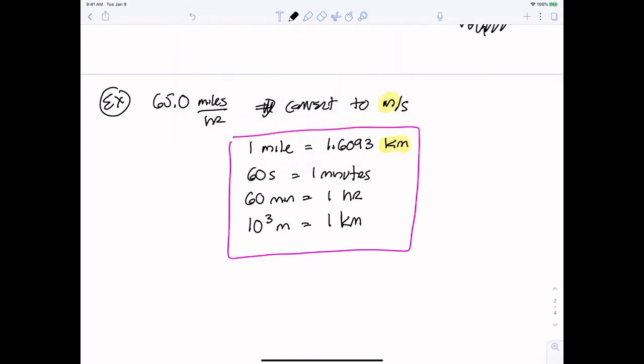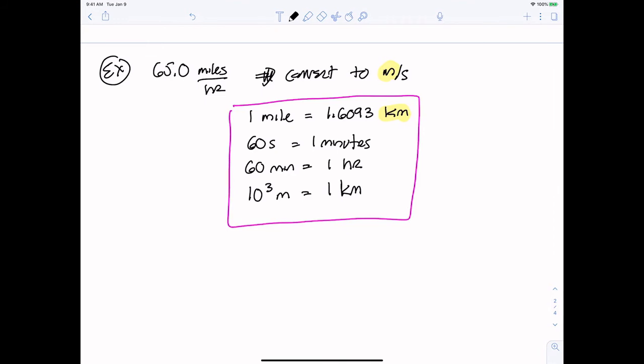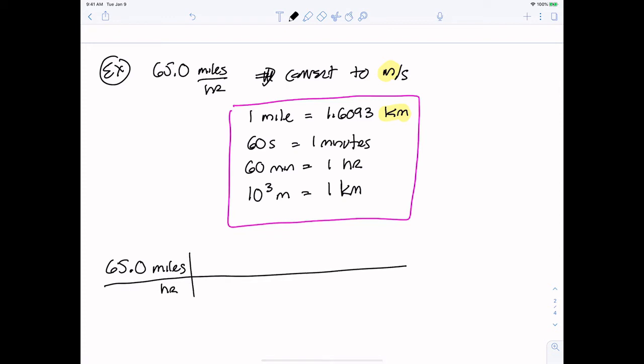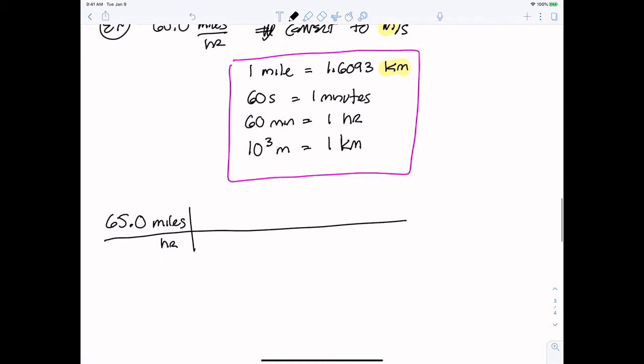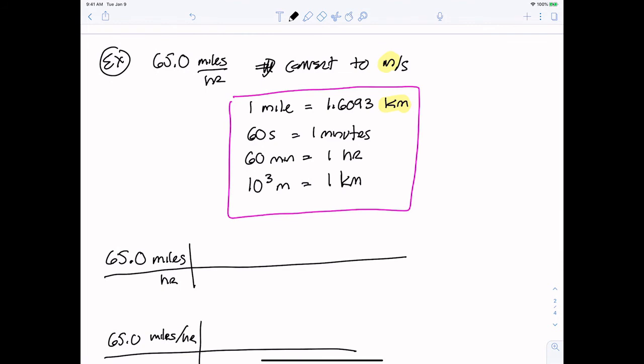One of the big mistakes that I see, I'm going to write it incorrectly. Well, let's write it correctly first. I start with 65.0 miles per hour. When I do these lines, miles go on top and hours go on the bottom. The biggest mistake I see is folks will write 65.0 miles per hour and put them both on top. The problem with that is, to get rid of hours, because hours are on the bottom, I have to put hours on the top.